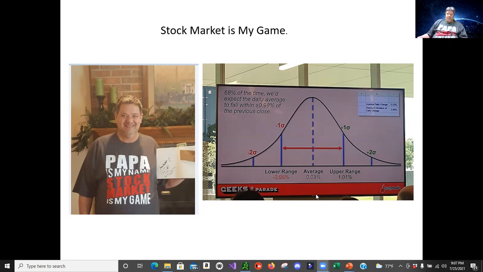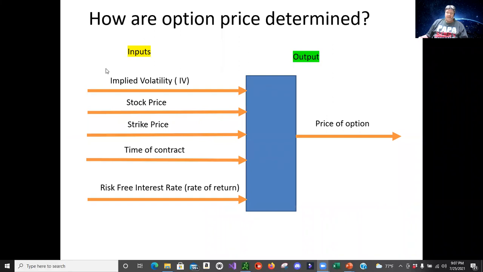So I thought what we would hit today would be, I've hit what a covered call was, what a naked put was, some things, but what I really haven't touched much was how our option price is determined.